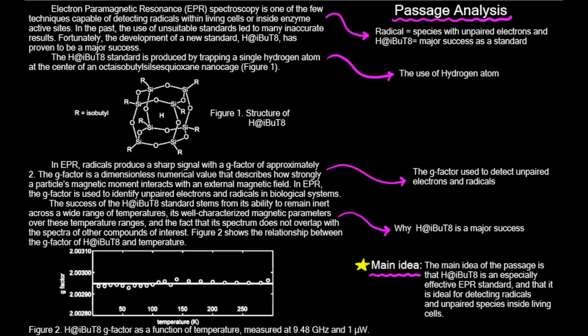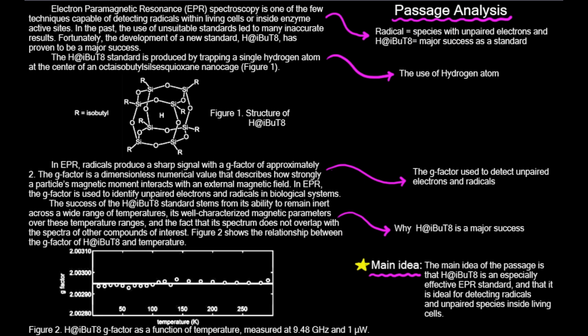On this slide, we're going to fully analyze the passage and create a passage map. The first paragraph does not provide many background science concepts that we have previously encountered. The main concept we may have encountered before is radicals, which are species with unpaired electrons, and this may be important to note. This paragraph introduces EPR and highlights the discovery of the new standard, which they refer to as the H at IBUT8, which is described as a major success. So strong phrases like this are important to pay attention to.